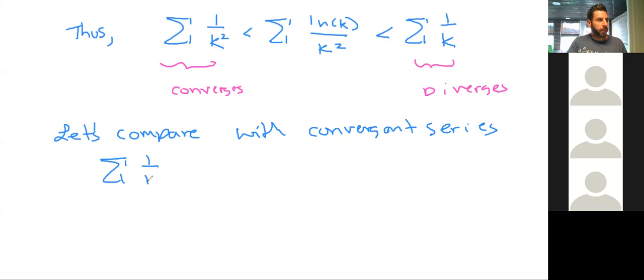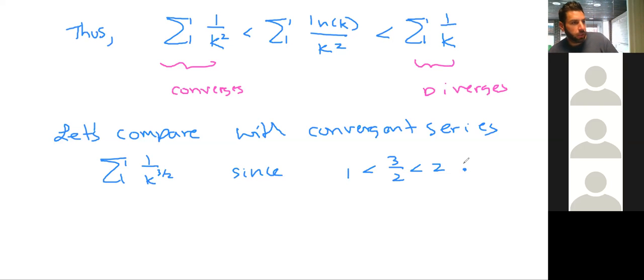1 over k to the 3/2. Why? Because 3/2 is less than 2 and it's less than 1. Now, it wouldn't be wrong to try 1 or 2, but if you do that, you're going to get to a dead end. So I'm trying to save us time. And I'm also trying to give you the bigger picture here, why 3/2 might be a good guy to check with. Okay, so what you have to do then is you have to take this limit.